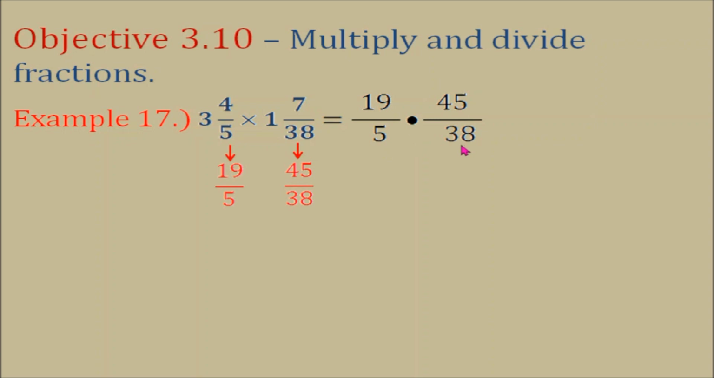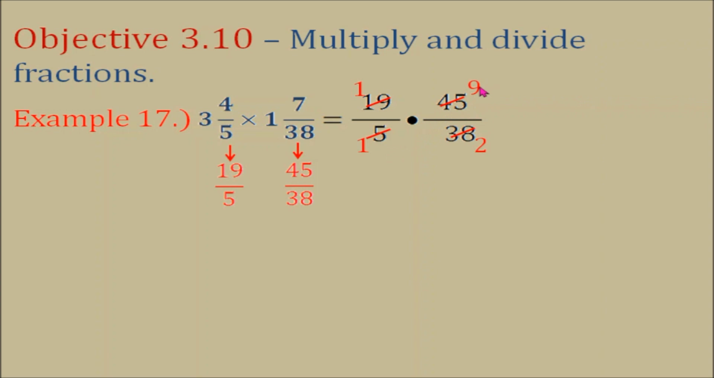We can cancel out common factors. So we have between 19 and 38, 19 is the greatest common factor. So 19 divided by 19 is 1, and 38 divided by 19 is 2. Between 5 and 45, 5 is the greatest common factor. So 5 divided by 5 is 1, and then 45 divided by 5 is 9.